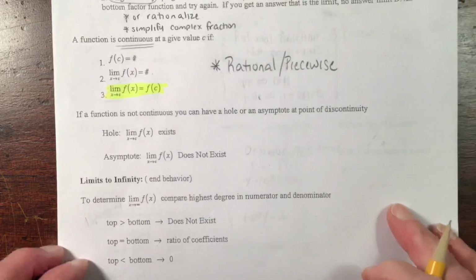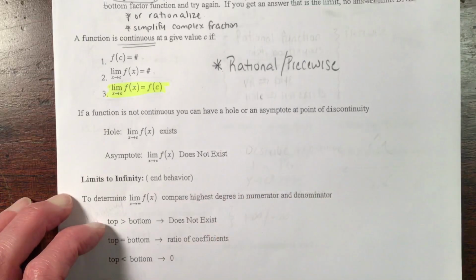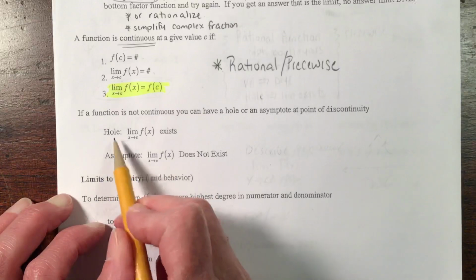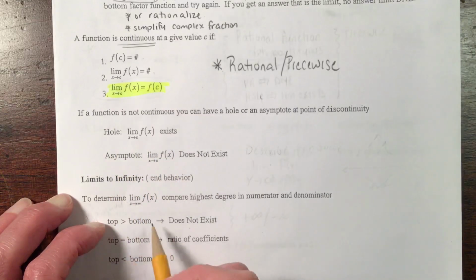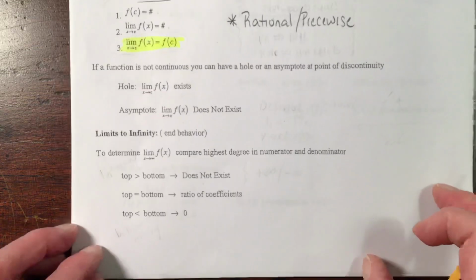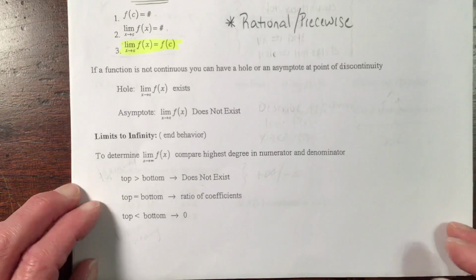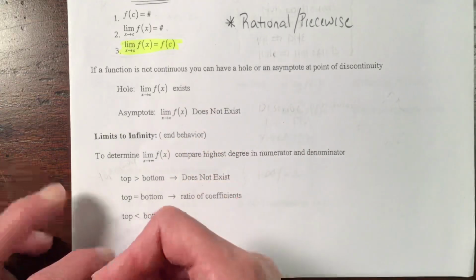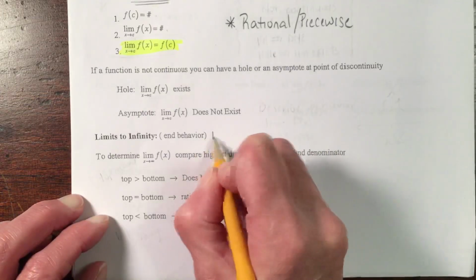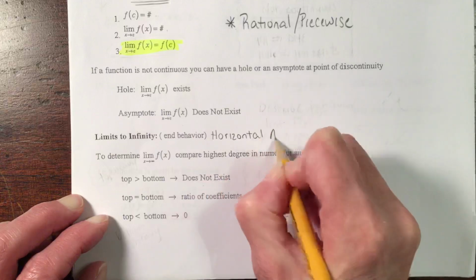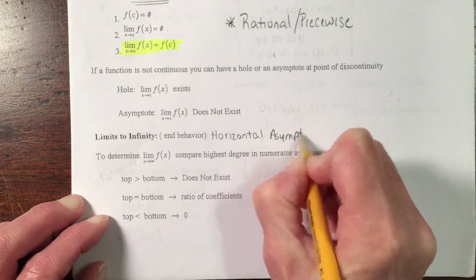If a function is not continuous, you can have a hole or asymptote at that point of discontinuity. Remember, if it's a hole, that means the limit exists. If it's an asymptote, that means the limit does not exist. And pretty much the last thing we talked about in this topic is how to evaluate limits to infinity. Remember, when we're evaluating a limit to infinity, we're dealing with the end behavior. It's the same as when we studied horizontal asymptotes in our rational unit.